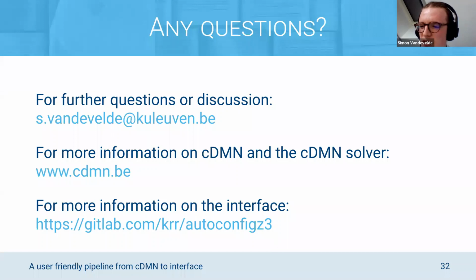Also, Jan van Tiene mentioned the hamburger problem, which I've shown in my RuleML presentation. That's also implemented on the cDMN website. So if you want to look at that, you can find it there.